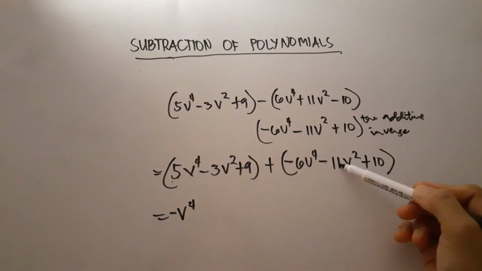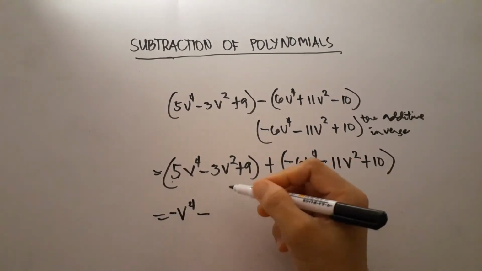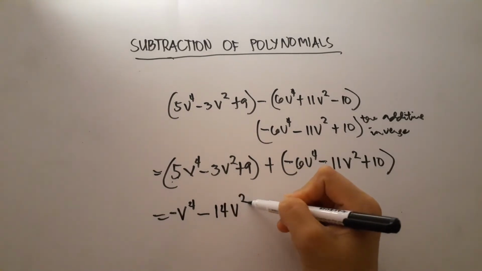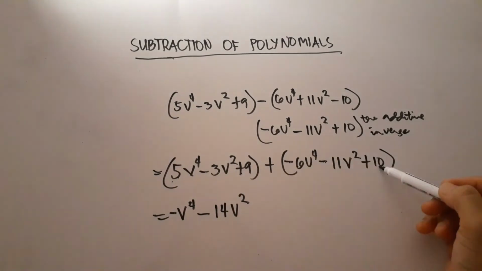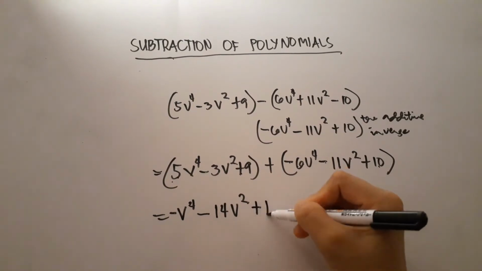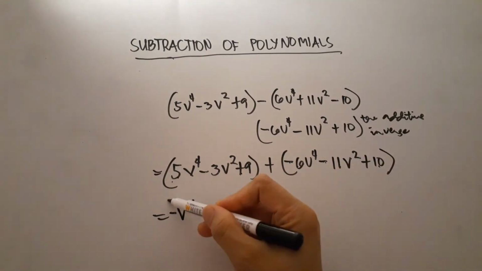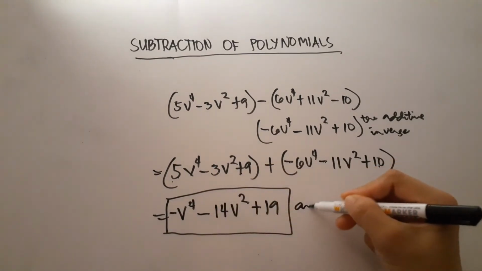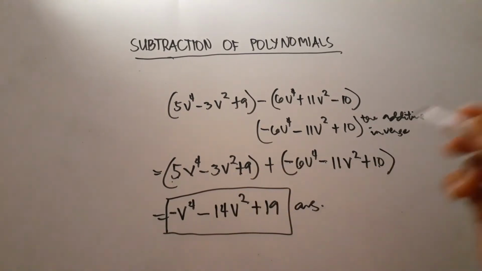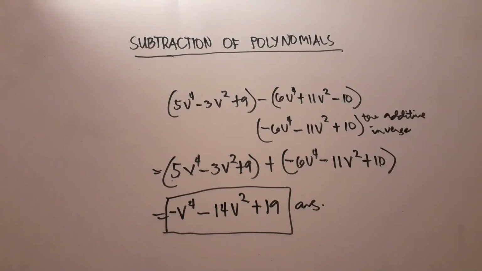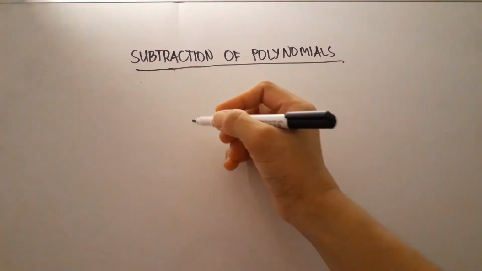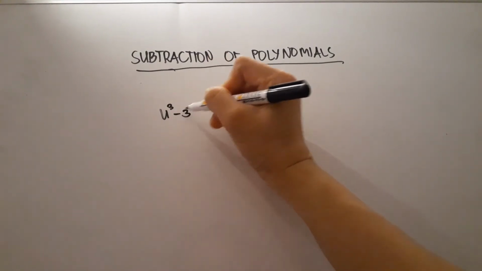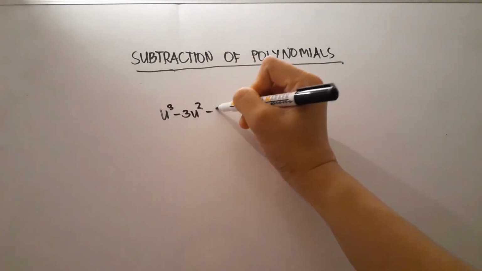So the answer is negative b to the fourth, and negative 3b squared plus negative 11b squared becomes negative. Positive plus positive becomes positive, so the answer is negative b to the fourth, negative 14b squared plus 19. Remember that. And let's have another example.